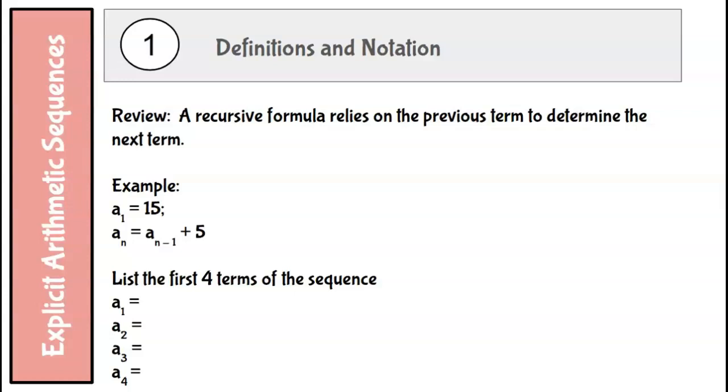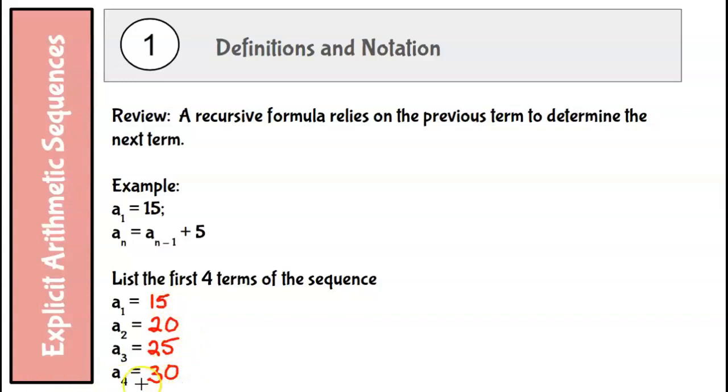So let's review. A recursive formula relies on the previous term to determine the next term. So here's an example of a recursive formula. The first term is 15, and to find every other term, we add 5. That's what the formula looks like. So the first term is 15, and then we take 15 plus 5 is 20, and then 20 plus 5 is 25, and 25 plus 5 is 30. That's the first 4 terms of the sequence.